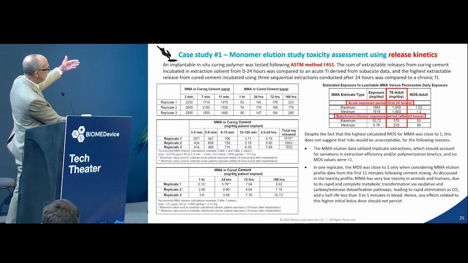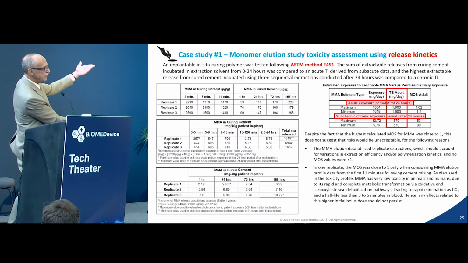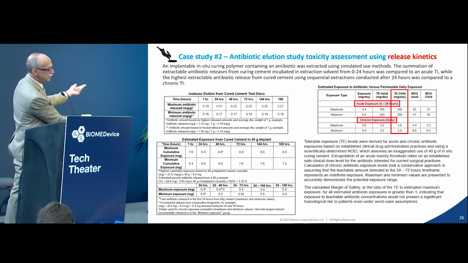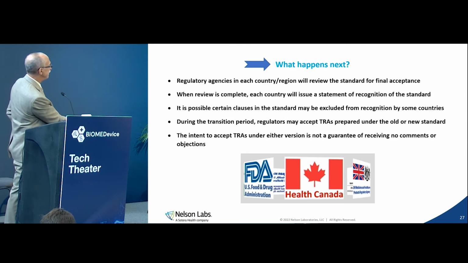Again, we did this before. Acute exposure, separate toxicity value, separate exposure estimate from the chronic. We did the same thing on that polymer for antibiotic doped polymer. It also has a depletion curve. The acute level was higher, and we evaluated an acute toxicity threshold against the 0 to 24 hour data and the chronic exposure threshold against the longer time points from extraction.